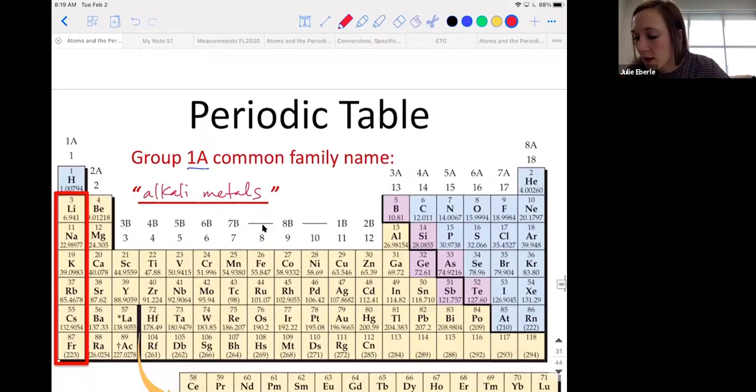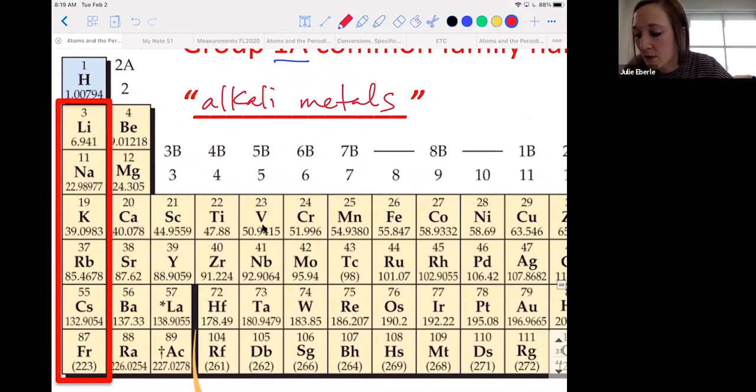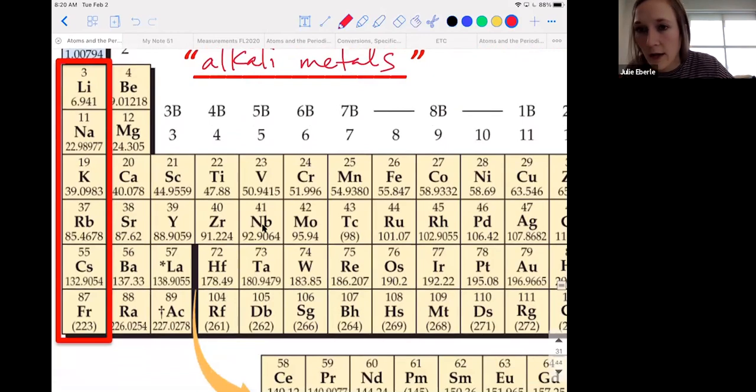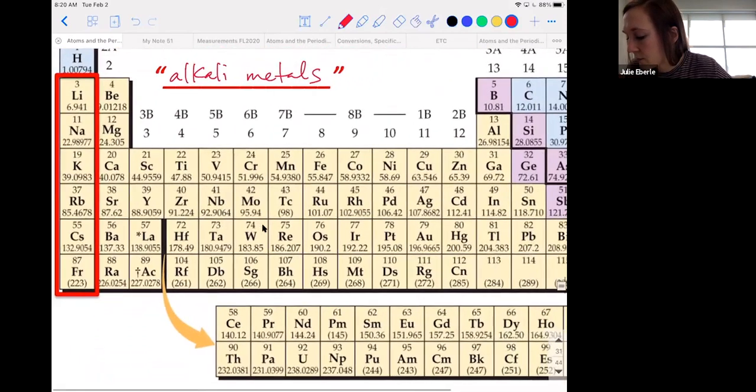So what we're talking about here is that these are obviously metals. We've got Li is lithium, sodium, potassium, Rb, rubidium, cesium, Fr is francium. Now, I'm not asking you to memorize all these names, but we're going to talk about these metals a whole lot, and so you should get kind of familiar with the names.